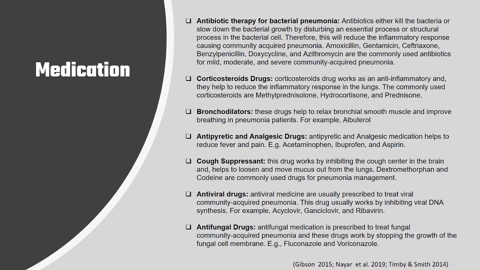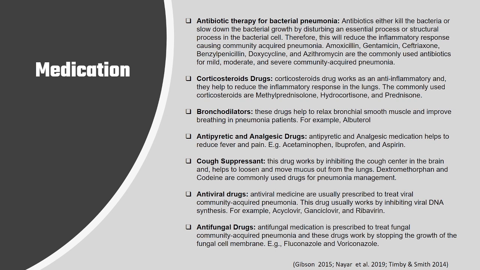Antibiotics reduce the occurrence of adverse effects and development of drug resistance in patients with pneumonia. Antibiotics either destroy the bacteria or slow down the development of bacteria by disturbing the structural process in the bacterial cell. This reduces the inflammatory response caused by bacteria entering the lungs. Examples of antibiotics are amoxicillin and gentamicin. They are used to treat mild, moderate, and severe community-acquired pneumonia.